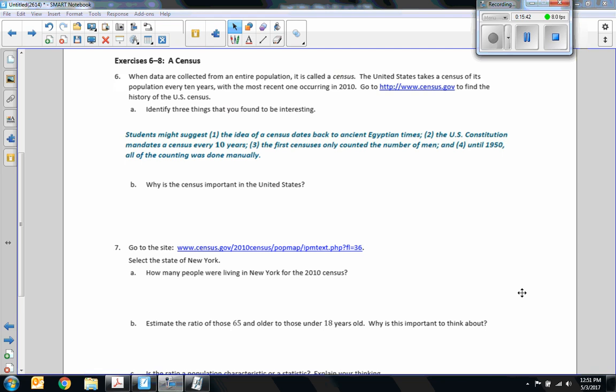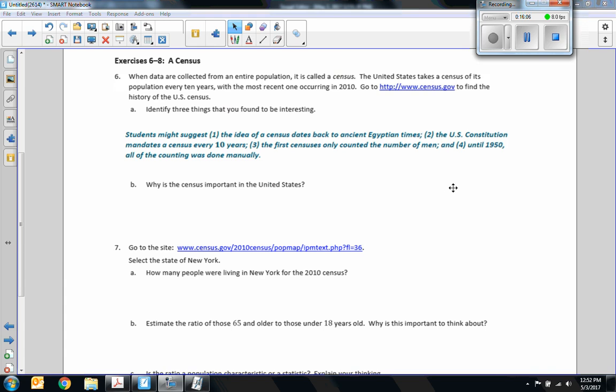Okay, so here's a few things students might suggest. 1, the idea of a census dates back to ancient Egyptian times. That's pretty cool. 2, the U.S. Constitution mandates a census every 10 years. 3, the first censuses only counted the number of men. And 4, until 1950, all of the counting was done manually. Holy cow, that's a lot of counting.